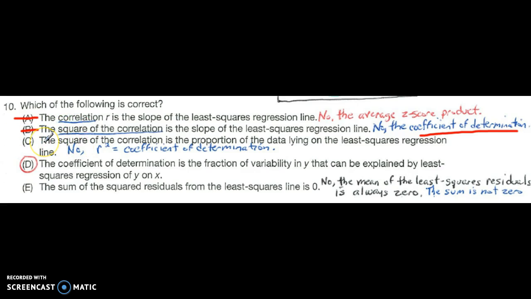And choice C, the square of the correlation is the proportion to the line on the prediction. No, R squared is the coefficient of determination. And D, the coefficient is our variability that explains or accounts. So that is the only one that is correct. On E, the sum of the squares of the residual is 0. No, the mean is 0. The sum doesn't have to be 0 because of rounding errors.